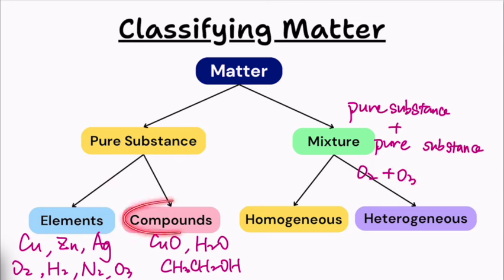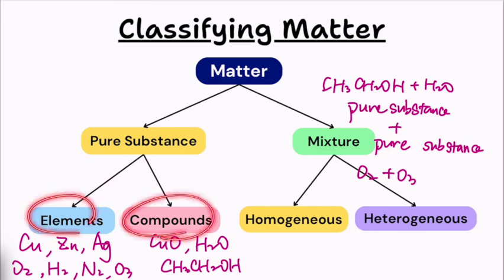When you mix compounds together, let's say you are going to mix water and alcohol. So you have CH3CH2OH and then the water mixed together. This is still a mixture. So you can combine them in a way like whatever you want. You can combine elements with compounds. You can mix compounds with compounds. You can mix elements with elements, and then you will get a mixture.